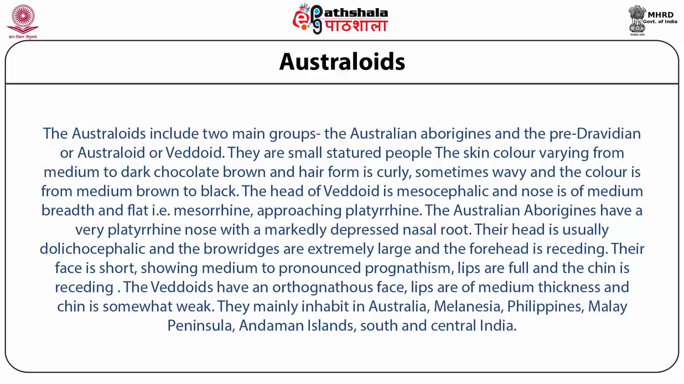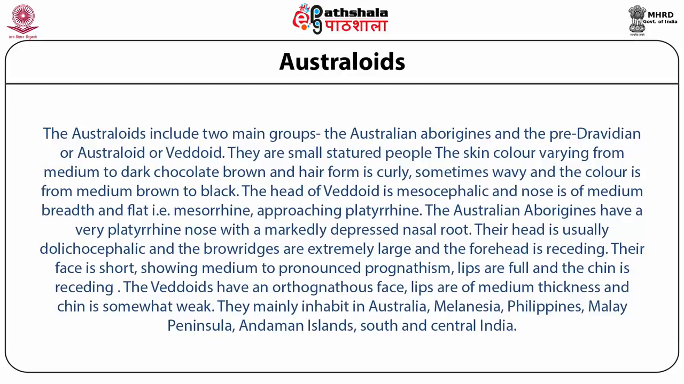They include two main groups, that is, Australian Aboriginals and Pre-Dravidian. They are small in stature and average height about 165 cm. They have a skin color varying from medium to dark chocolate brown, sometimes from medium brown to black. Their head is mesocephalic, nose is medium breadth and flat. They have a platyrrhine nose.